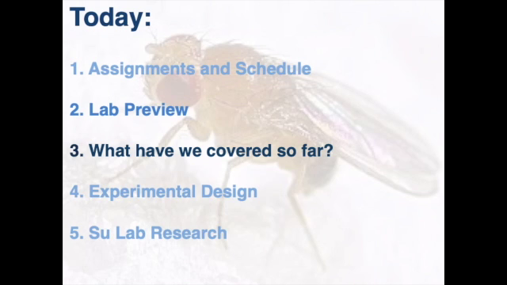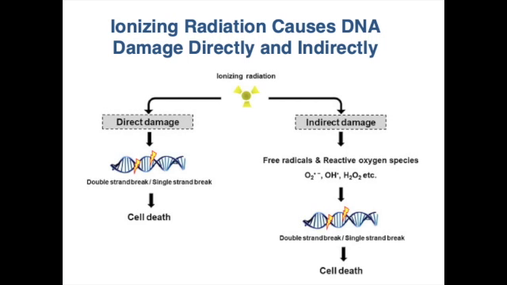Now, we've covered a lot of material so far, so we're not going to go all the way back to the beginning of the semester, but let's just highlight some things that people struggled with a bit on the first midterm. We are treating our larvae with ionizing radiation, and by definition, ionizing radiation causes DNA damage. Now, the manner in which it does this is both direct and indirect. So the radiation itself can hit DNA and cause double-strand breaks.